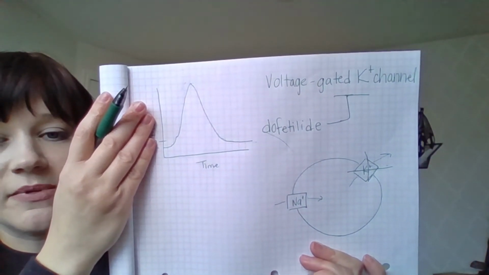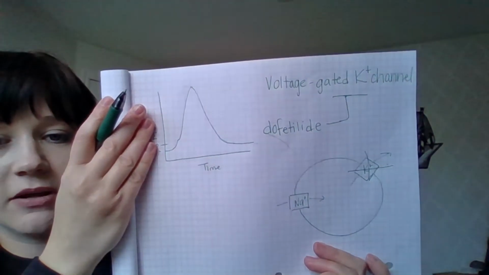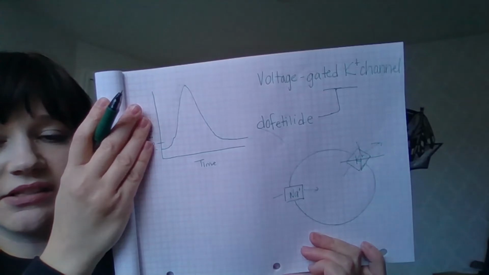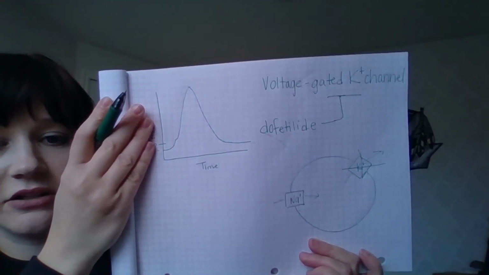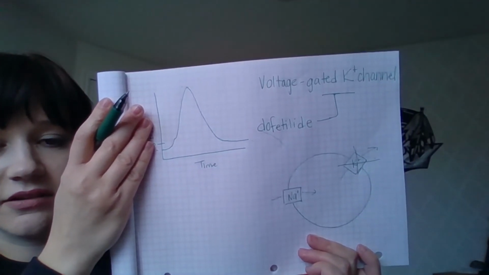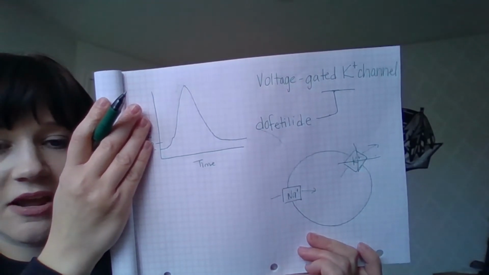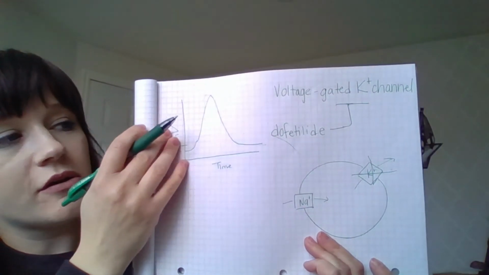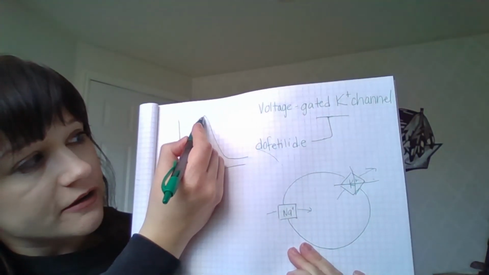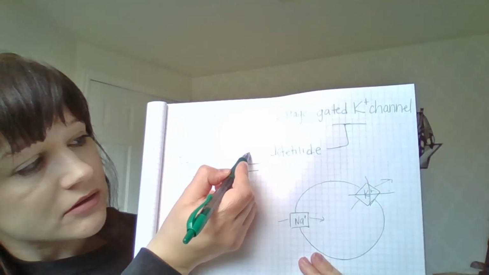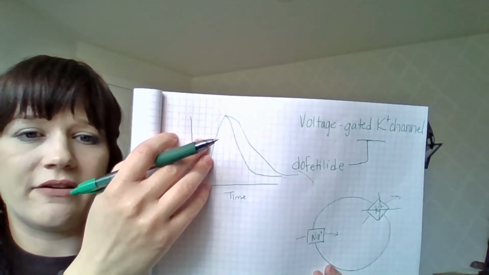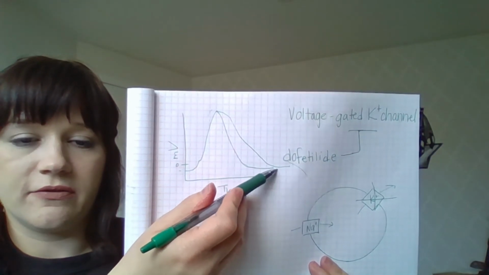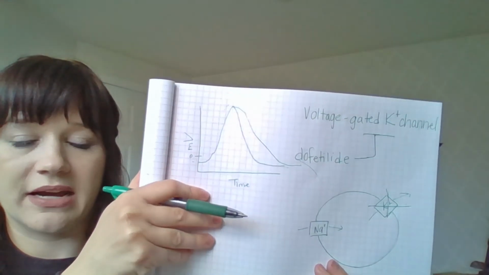Now, normally potassium channels would open, and that would allow potassium to rush out of the cell. So if potassium is not rushing out of the cell, what is that going to do to the inside of the cell? It's going to stay positive. It's never going to go back down, or if it does, it's going to take a very long time. So you're going to have an extended peak, and it's going to take longer for that membrane potential to get back down to resting.